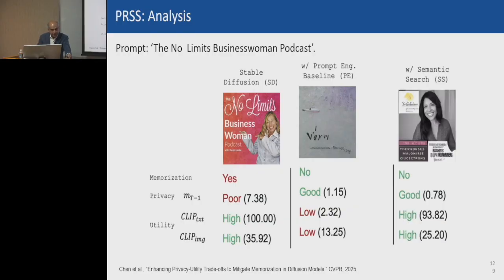Now we get this image. There's no memorization, privacy is good, and clip text similarity is high, clip image similarity is high. So that's what's making a difference. That semantic search is helping us to do that.